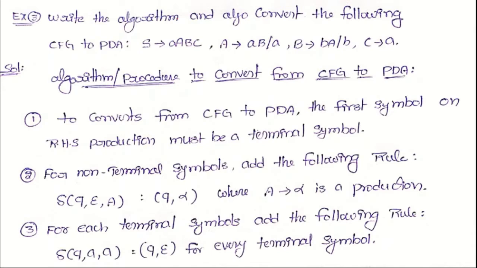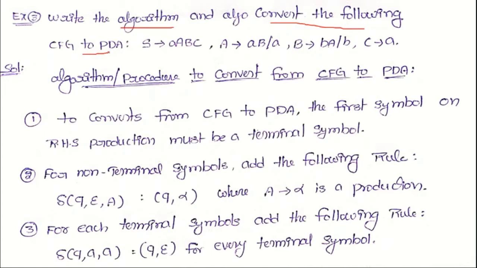To answer this question, first of all we will write the conversion procedure, that is the algorithm used to convert from context free grammar to push down automata. Then we can convert the given context free grammar into the PDA. So this is the question.